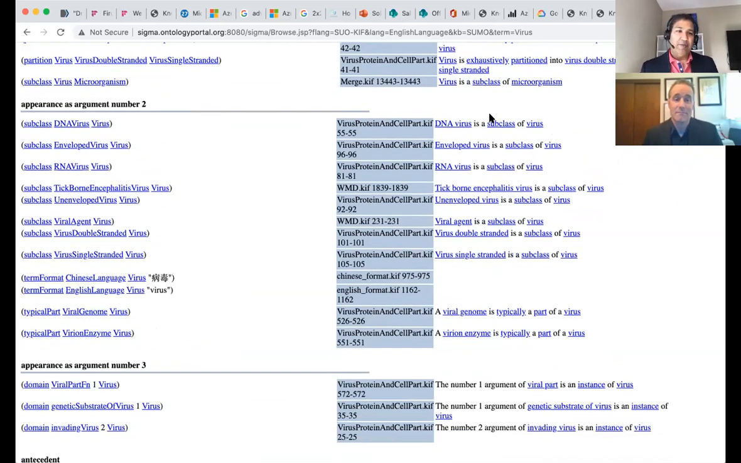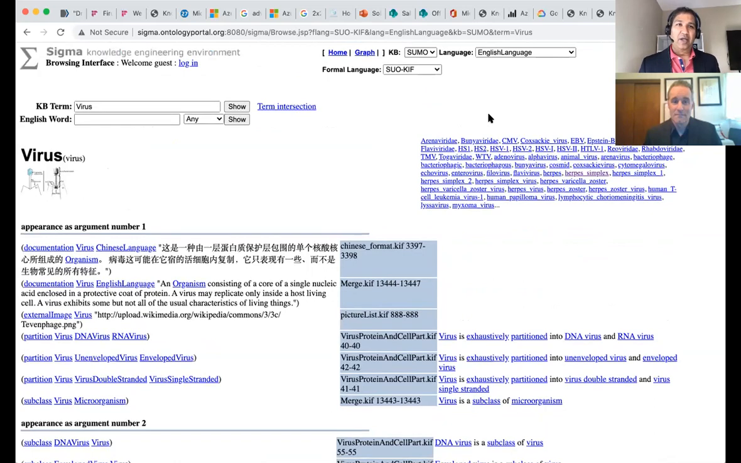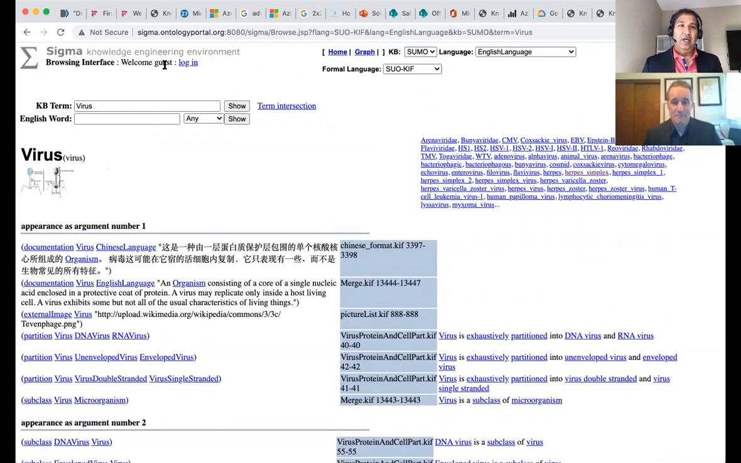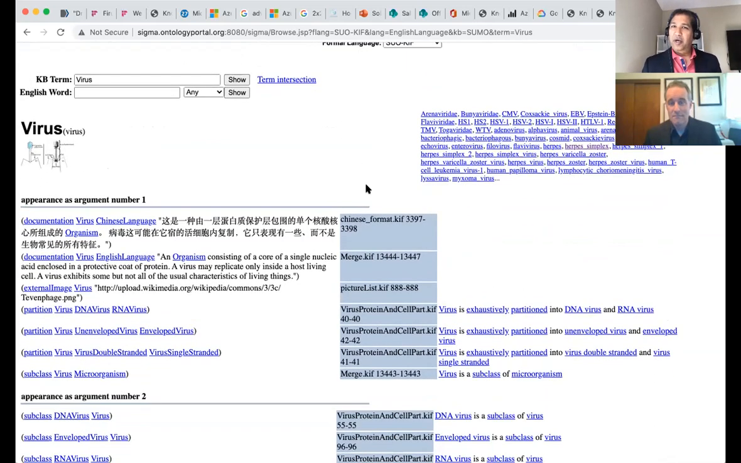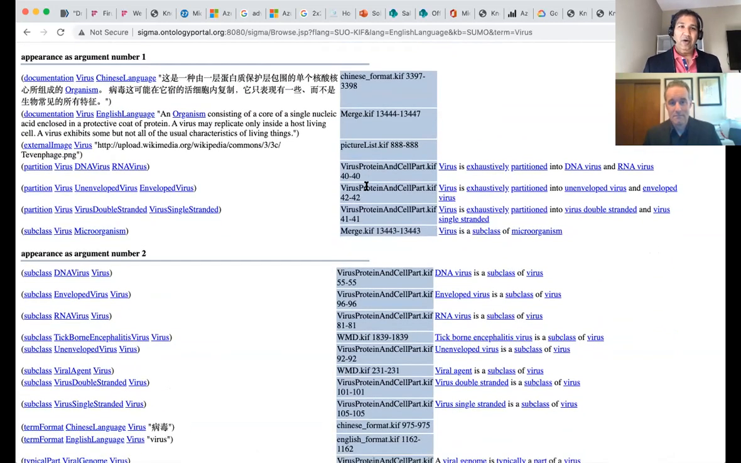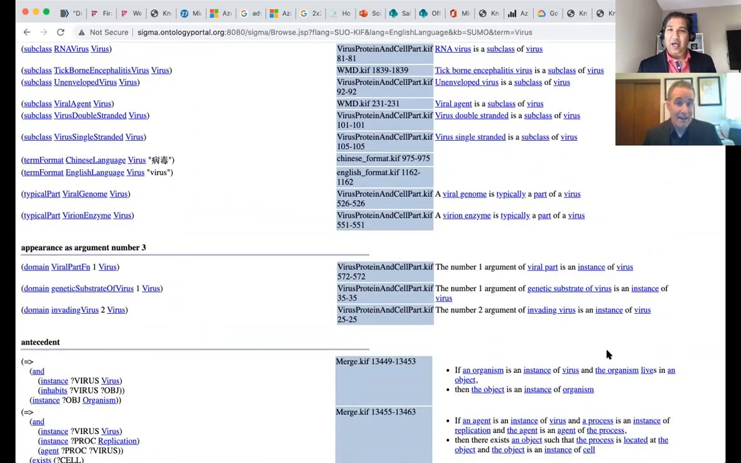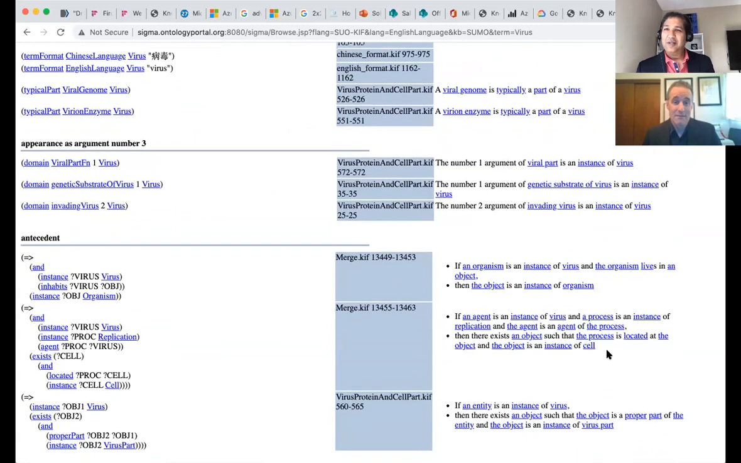Excellent. Yeah, what I'm showing on the screen is a quick snippet of viruses. Since we're talking about coronavirus and healthcare, I thought we'll show the Sigma knowledge engineering environment that you've set up, and kind of a quick review of all the definitions around viruses and what derivations come out of that. So very interesting. Thank you for your time around this.